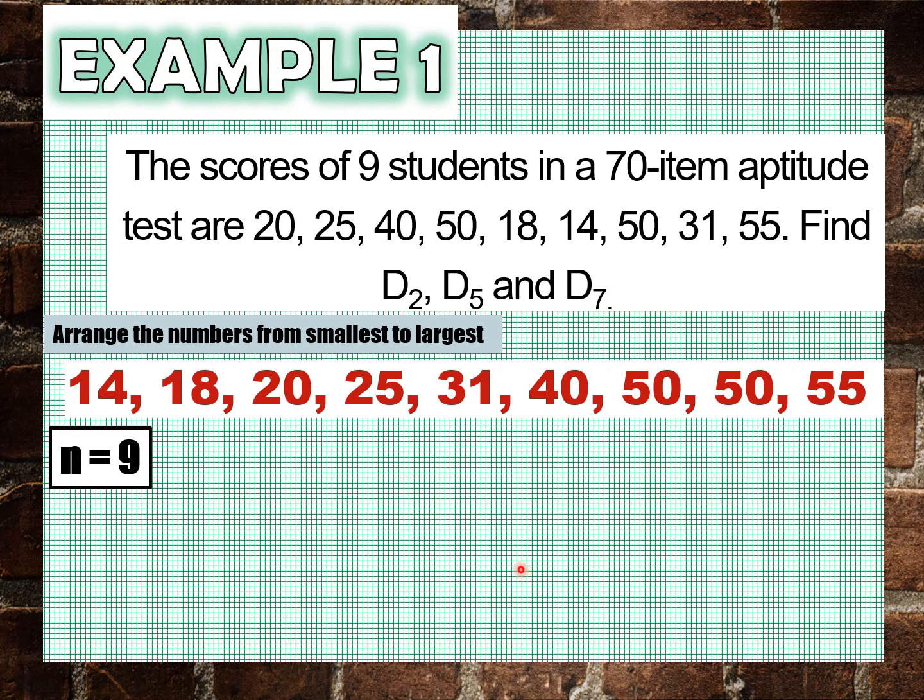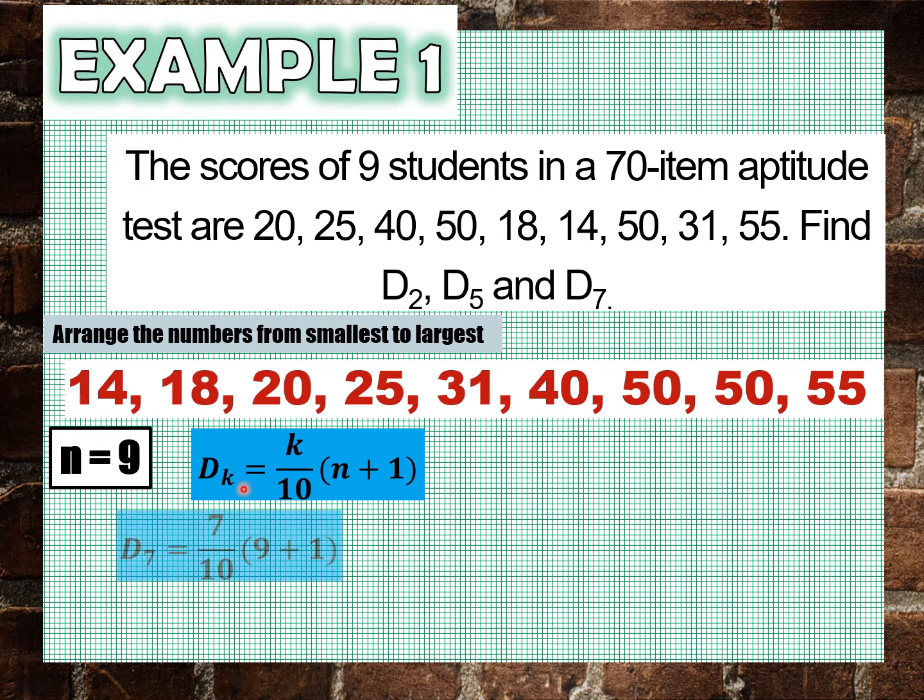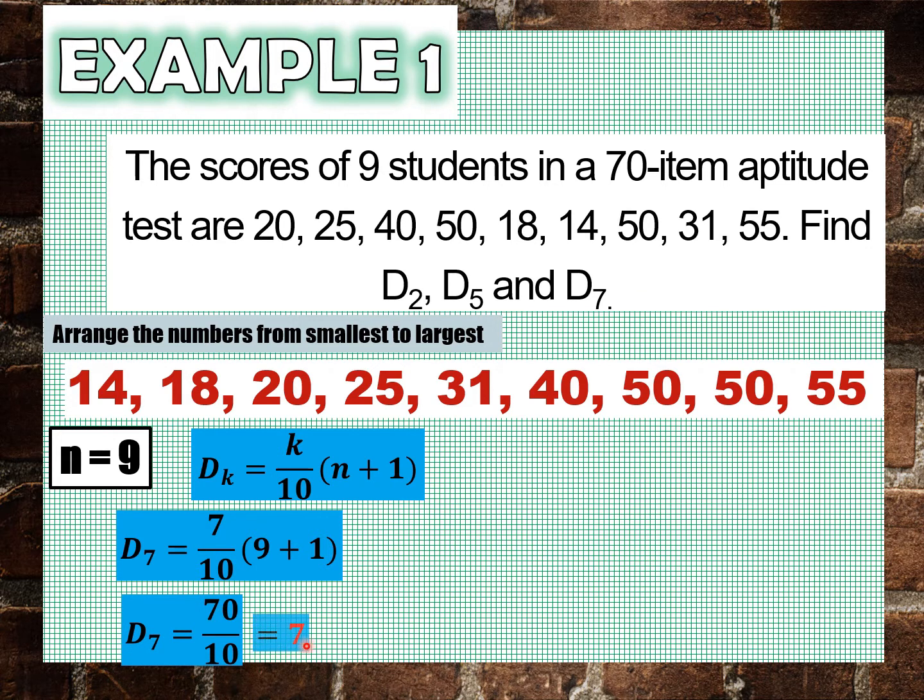Next na iso-solve is yung 7th decile. So, this time yung value ng k natin is 7. So, we have 7 over 10 times 9 plus 1. So, 9 plus 1 is 10 times 7 is 70 divided by 10 is equal to 7. So, again, whole number siya. So, it means yung pang 7th data, which is 50 ang ating 7th decile.